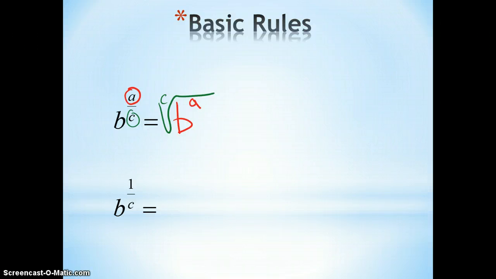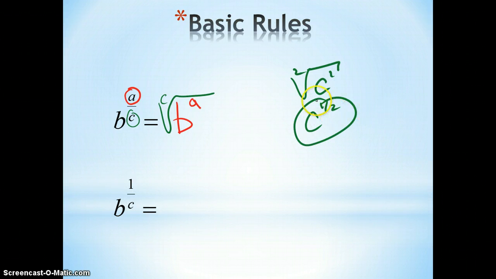I always relate this back to the square root function. If I had the square root of c, I would rewrite this as c to the 1/2. So if you're ever confused, always take it back to the square root function, and just remember that that square root is represented by the 1/2 power. The same way on the bottom, we have b to the 1/c. b is our base. It's raised to the first power, so the 1 goes here, and on the outside, it has an index of c, whatever that c may be.